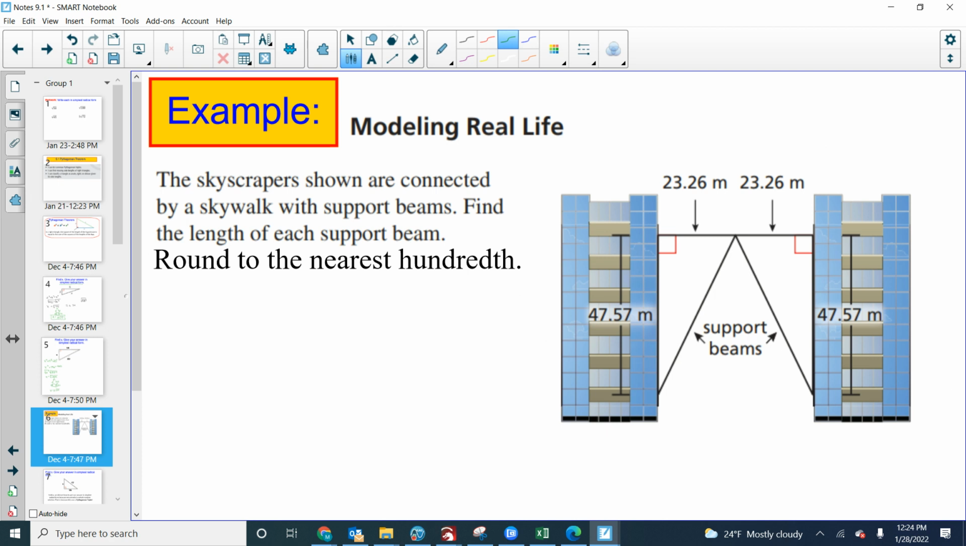Did you guys solve it yet? Solve it. Gotta read the problem. Let's go.